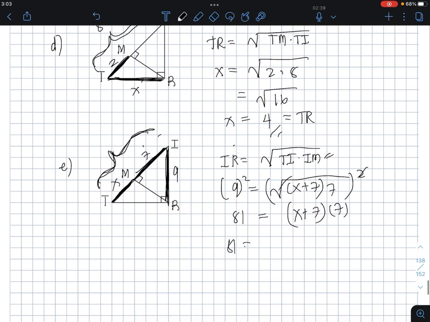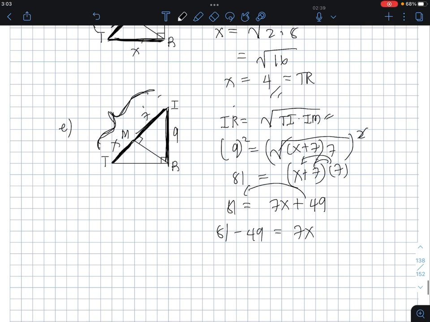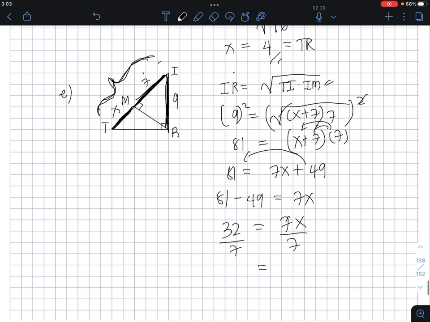So we have 81 is equal to, distribute yung 7, 7x plus 49. Then transpose yung 49 sa left, we have 81 minus 49 equal to 7x. So what is 81 minus 49? We have 32 equal to 7x. Divide both sides by 7. So masasolve natin si x or itong TM which is 32 over 7. Okay?